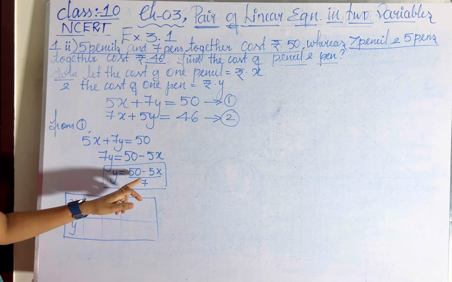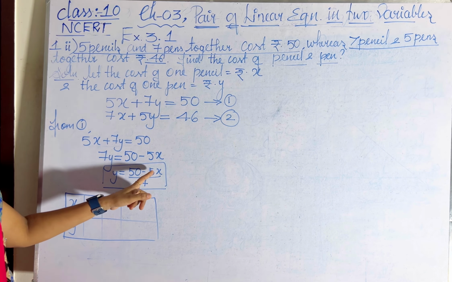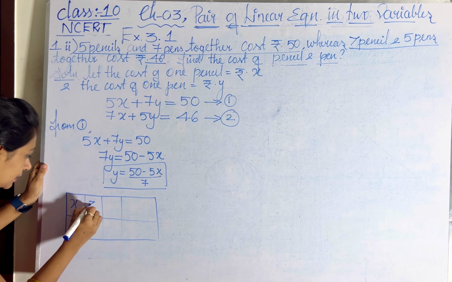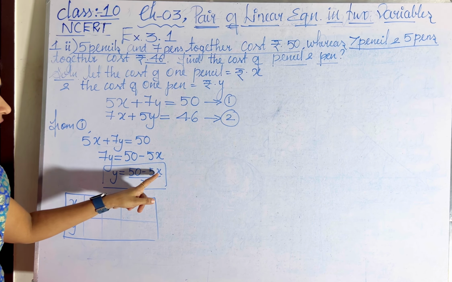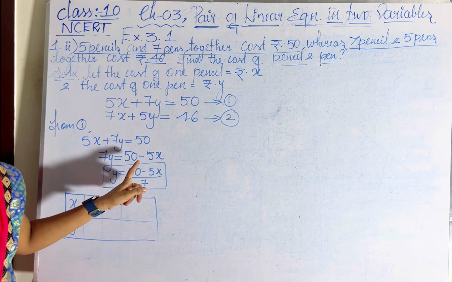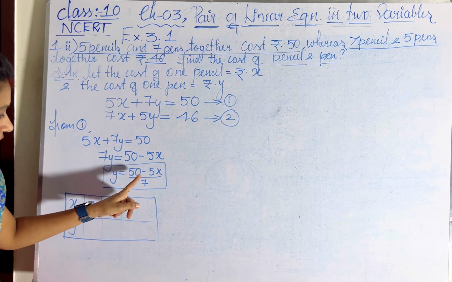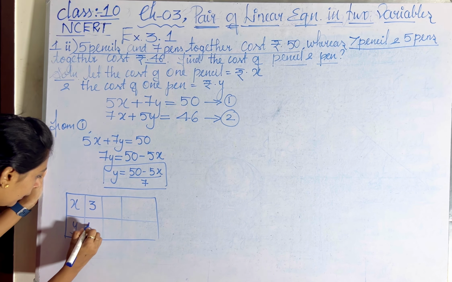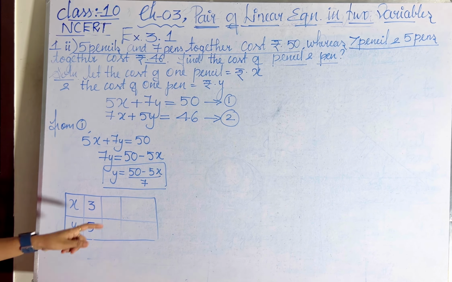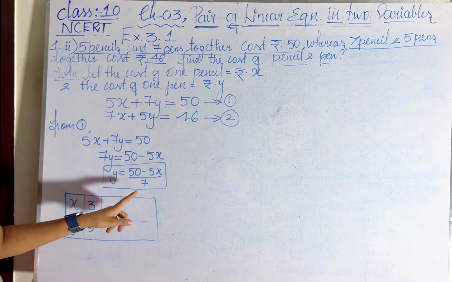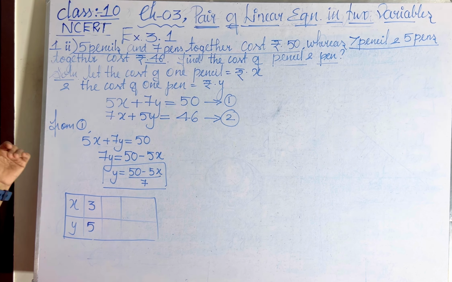If I substitute x as 3, 50 minus 5 into 3, 15, right? So 50 minus 15 is 35. So 35 divided by 7, y equal to 5. Then you can substitute x equal to 4, 50 minus 20 is 30, which is not divisible by 7. Now go for the negative integers.